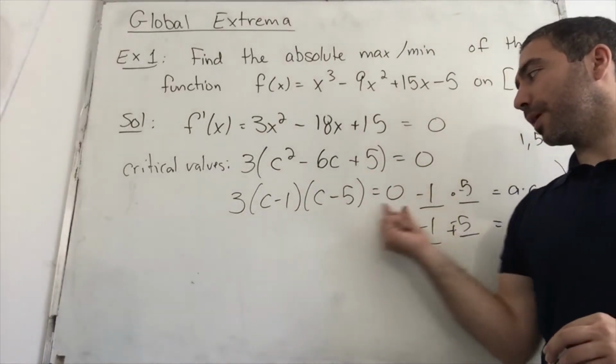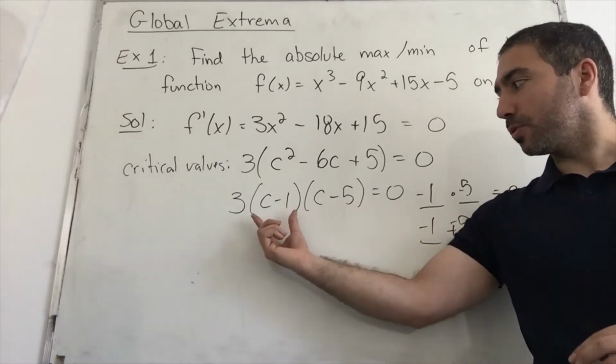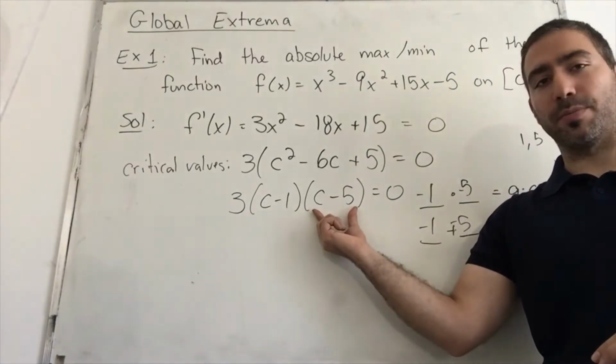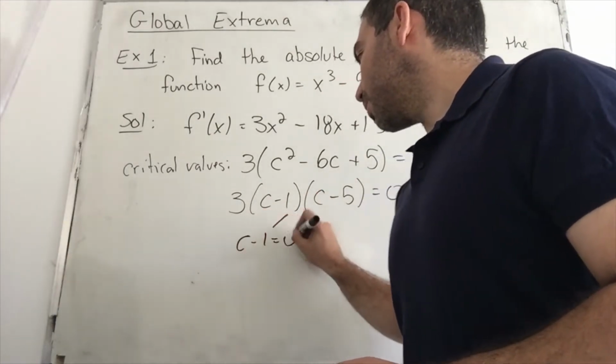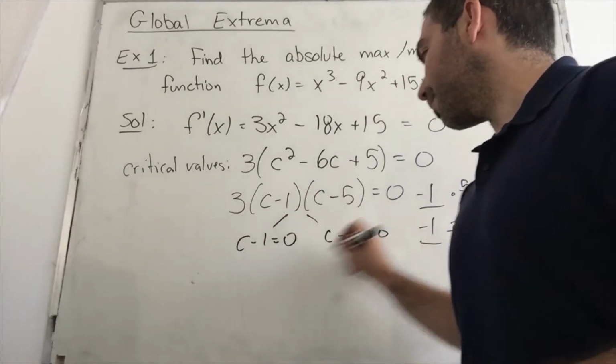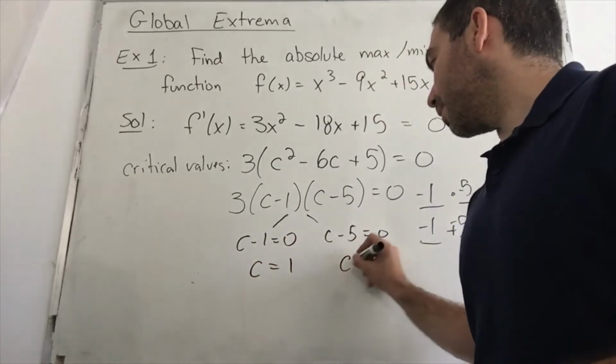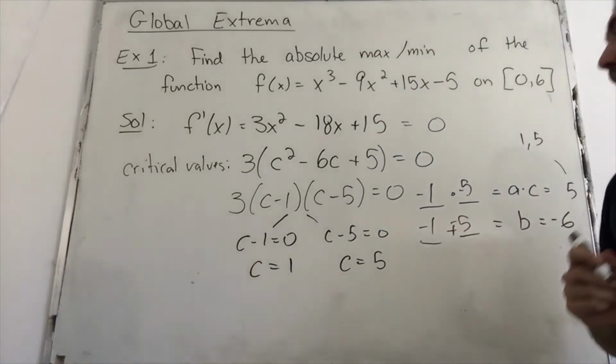Two numbers that multiply to give us 0. The only way for that to be possible is if either this number here is 0 or this number here is 0. So either c minus 1 equals 0 or c minus 5 equals 0. So we get c equals 1 and c equals 5. Okay.